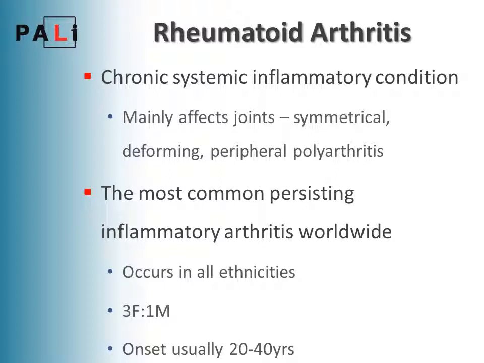And in fact, it's the most common persisting inflammatory disease worldwide. It occurs in all ethnicities. It's a slight female preponderance, and usually the age of onset is between 20 and 40 years, but that's not to say it's exclusively in this period, and older patients, and in fact some younger patients, may present with this disease.